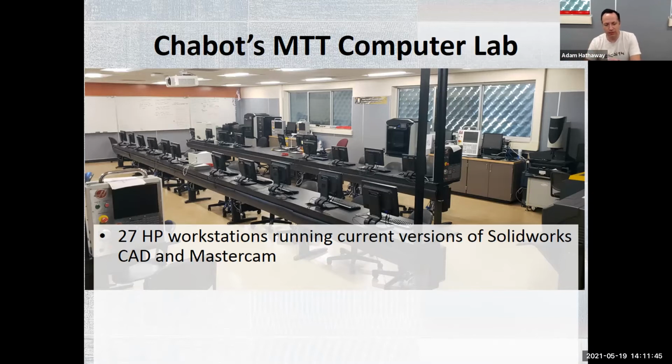And to that, our program has a lot of things to offer. This is the lab I'm sitting in right now. As you can see, we do a lot of work through computers. We're computer numerical control, CNC machining, so this is part of that computer component. We have 27 HP workstations running SolidWorks and Mastercam. These are advanced software that are industry standard. So if you go off into basically any manufacturing place, any place that has engineering, they're using one or both of these software, and you would be too.